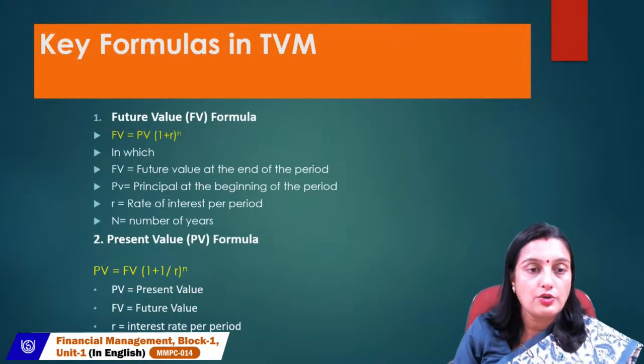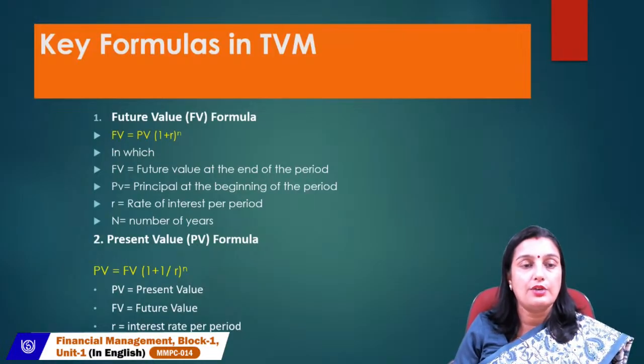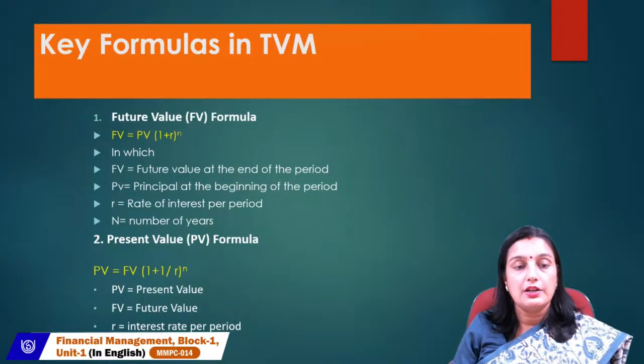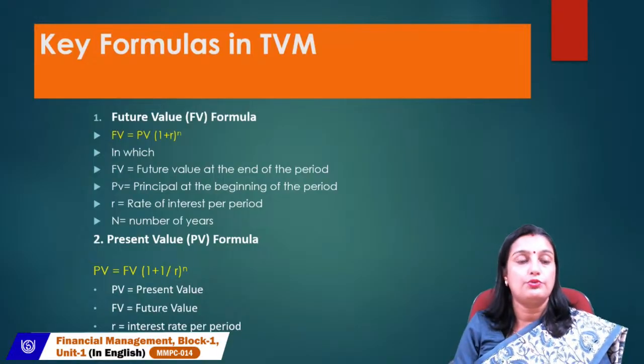Now, how can you calculate the future value of your investment? This is the formula for calculating future value: FV equals PV times (1 plus r) to the power n, in which FV is the future value at the end of the period, PV is the principal at the beginning of the period, r is the rate of interest per period, and n is the number of years. So this is the formula for future value.